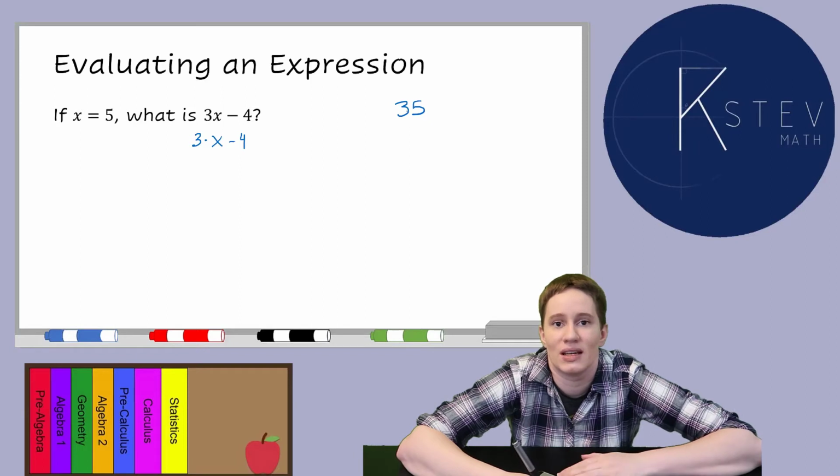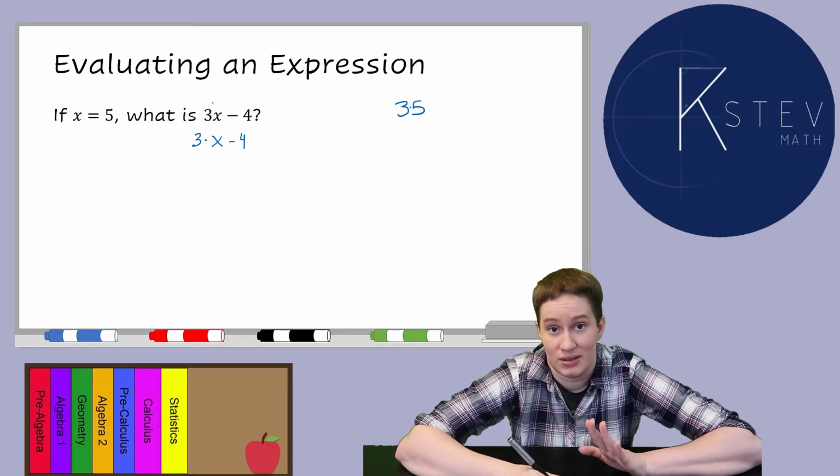So if you wanted to say 3 times 5, you would have to put a dot in between it, or we could put parentheses around each of them, something to show that we don't mean 35. Okay, that was a bit of a tangent.